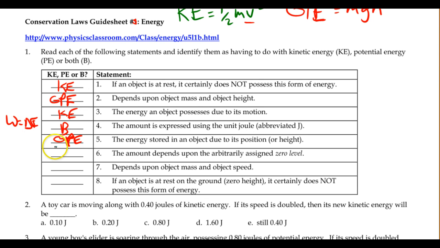So in number 6, the amount depends on the arbitrarily assigned zero level. Again, that's GPE. We have to measure the height from somewhere. Where we measure the height from is really arbitrary. It's up to us to pick our datum point.